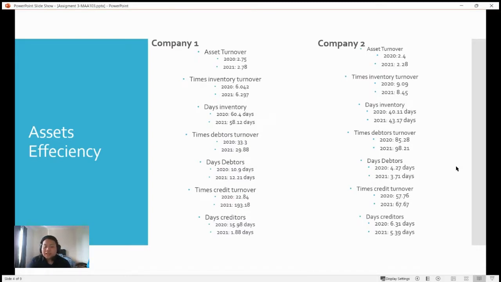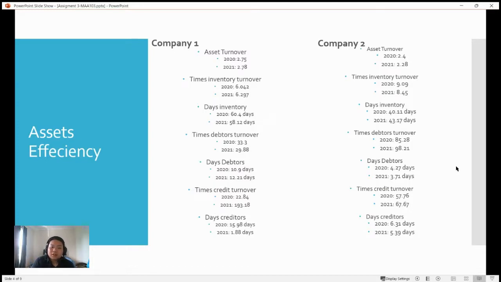Assets efficiency. What is assets efficiency, you might ask? It's made up of a few things. First, it's assets turnover. What is assets turnover? It's the effectiveness of the business in using its assets to generate income. As you can see, the assets turnover of company one is much higher. So that means company one is much better.